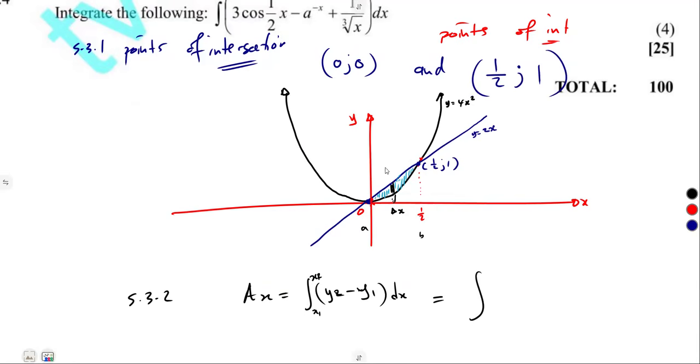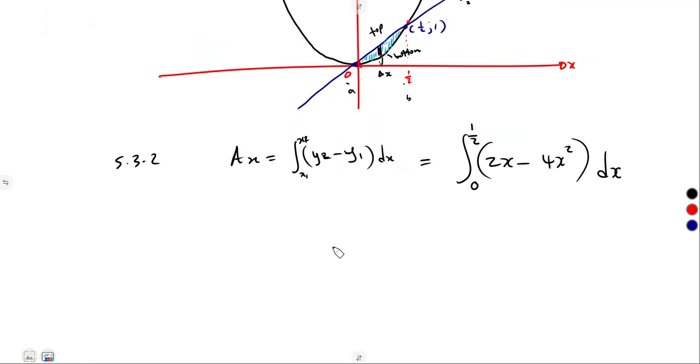So the one on top in our case is what? The linear, that's our y2. The one below, which is the bottom one, is what? y1, which is our 4x squared. So that's y2, the one on top, 2x minus what? y1, which is 4x squared. So this, when integrated with respect to x, and substituting the limits with respect to x from 0 to 1 over 2, the lower to the upper limit, whatever you're going to have represents the area bounded by the two graphs. So let's integrate, guys.